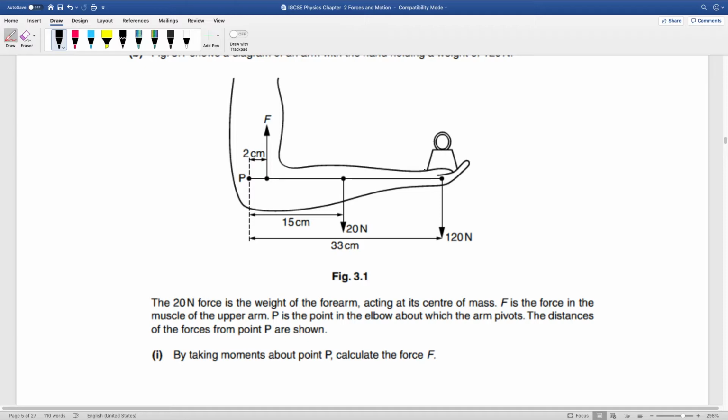Now, the point P is actually, if you learn it in biology, the socket here. The joint, ball and socket joint. But what is this joint called? Elbow.